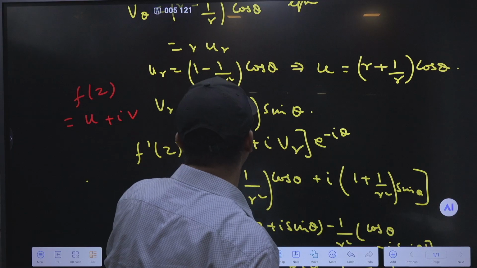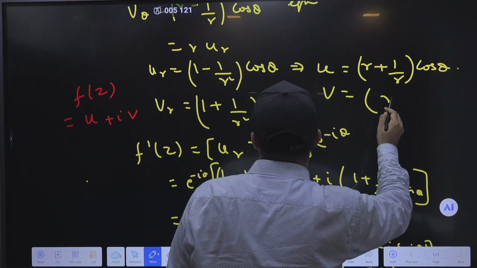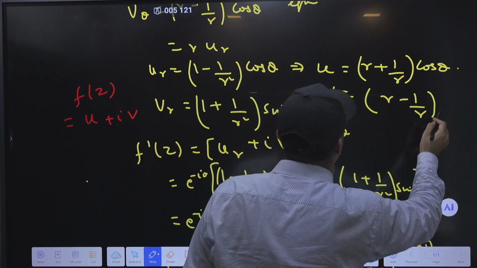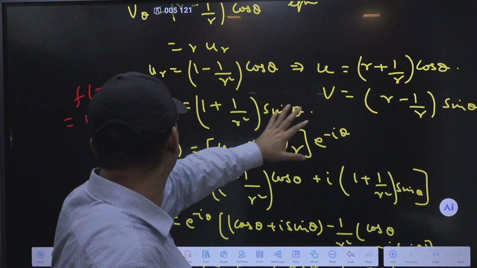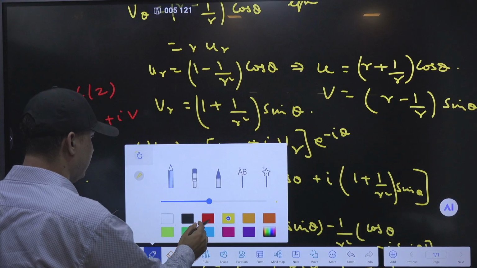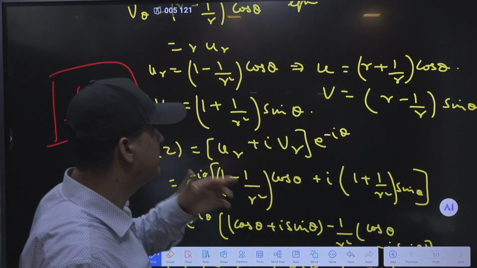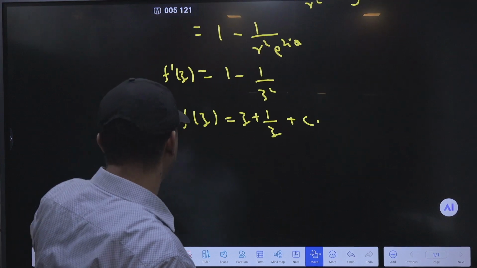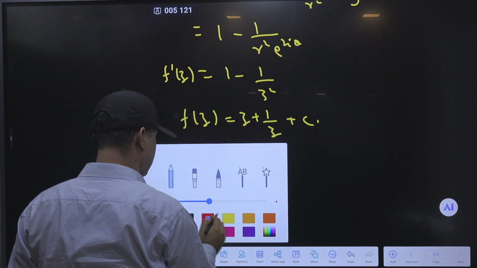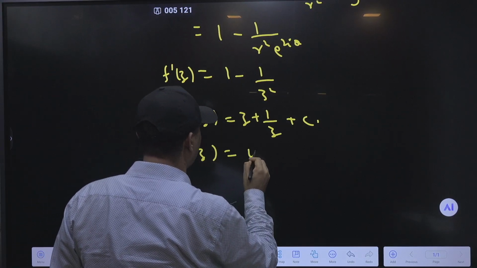If I integrate this with respect to, this is r minus 1 by r sine theta. All I need to do is just cater to this function f(z) is equal to u plus iv. So I am writing it: f(z) is equal to u plus iv.